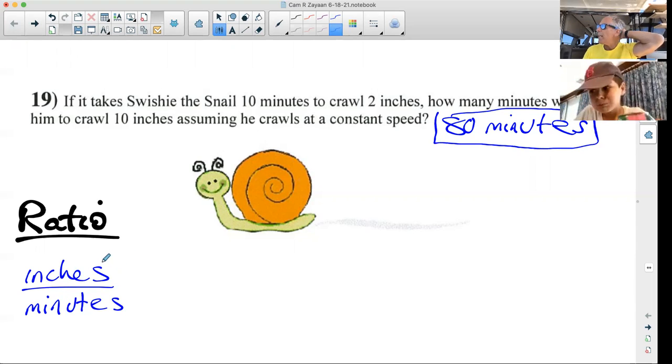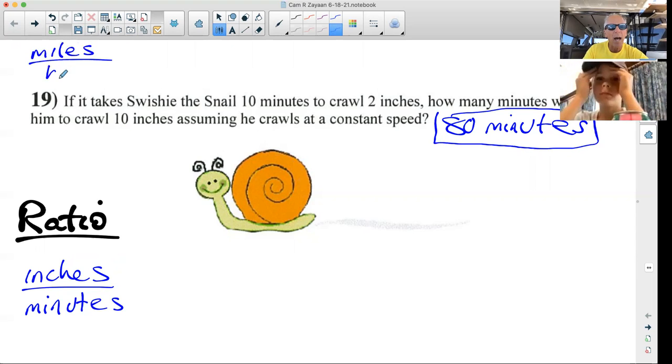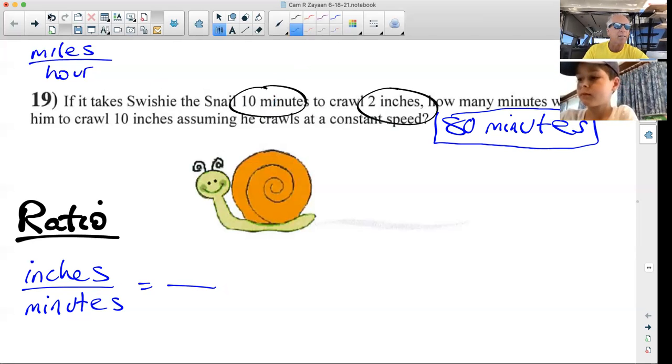Now, do you know that when you drive in your dad or mom's car, that there's a ratio? Do you know what it's called, of how fast the car goes? Miles per hour. Yep. So miles per hour is just like a ratio, but this one is inches per minute because it's a snail. Now it says, what information can I put next to it in a fraction? Because look what it says. That's what I call the given information.